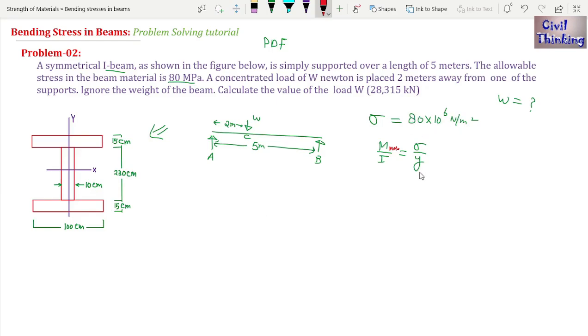Now Y is the distance of the extreme fiber from the centroid. We will find it later on, don't worry. Now let's first find the maximum bending moment. As you can see on the screen, this is the beam, right? Now if I draw some lines here, I have to find the M max, the maximum bending moment. We know in a beam, the maximum bending moment occurs where there is a change in shear force. So we need to draw the shear force diagram.